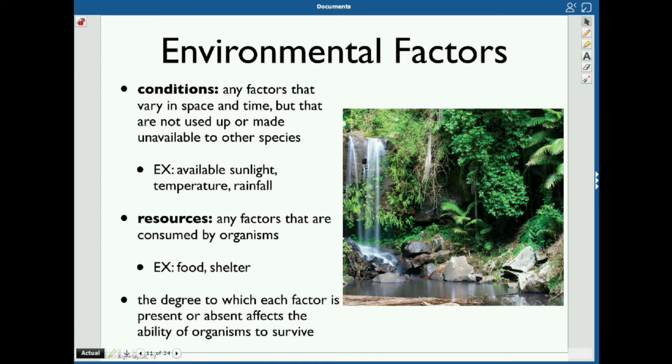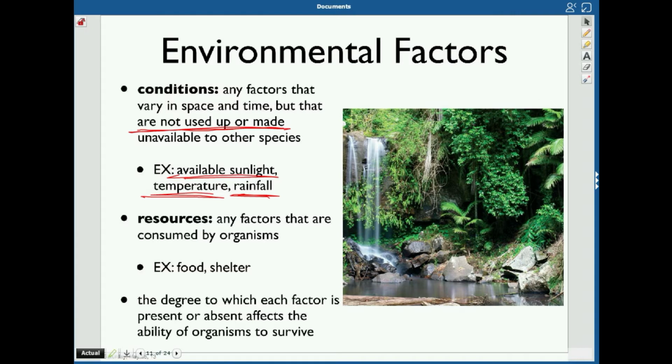So now we can talk about environmental factors, and these are things that change based on your location on planet Earth. So conditions are things that vary in space or time, but they don't get used up. Okay, so like sunlight, temperature, rainfall, this isn't stuff that gets used up. Everyone has access to the rain, everyone has access to the temperature, and everyone has access to the sunlight, right? It's not like, oh, only these folks get the temperature, right? Everyone gets the temperature, right?